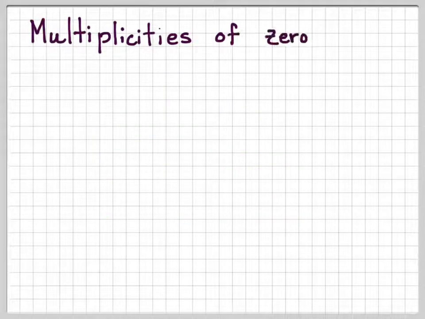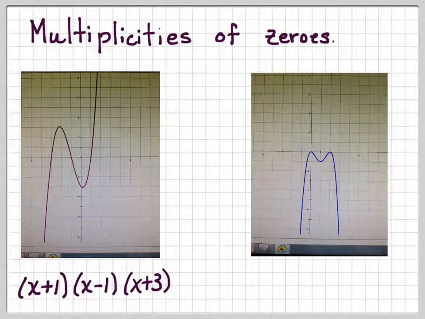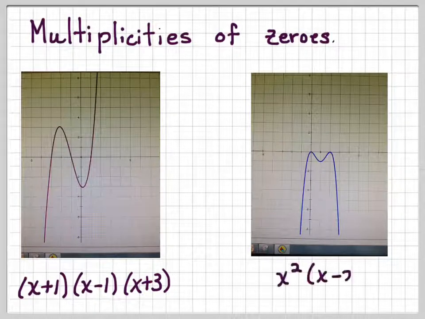Now we're going to talk about multiplicities of zeros. Here are two graphs. This graph has factors x plus 1, x minus 1, x plus 3, because the roots are negative 3, negative 1, and 1. This one has x squared times x minus 2 squared. Notice how the graphs behave. One graph is continuous, goes down and then goes back up. The blue one on the right has a little bounce going on there.